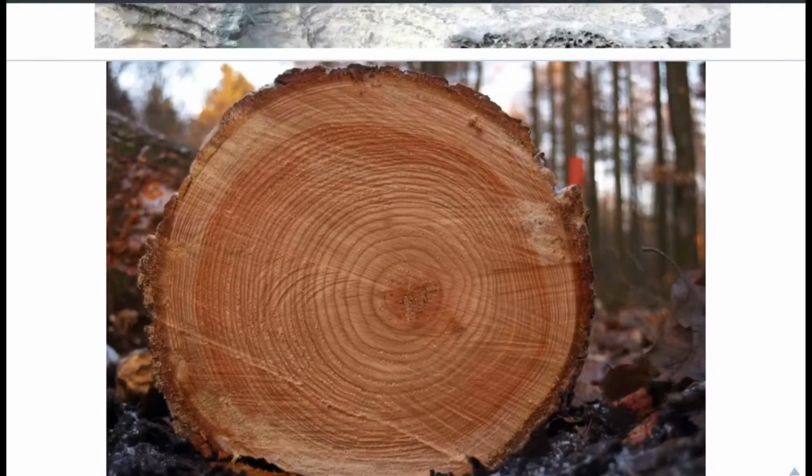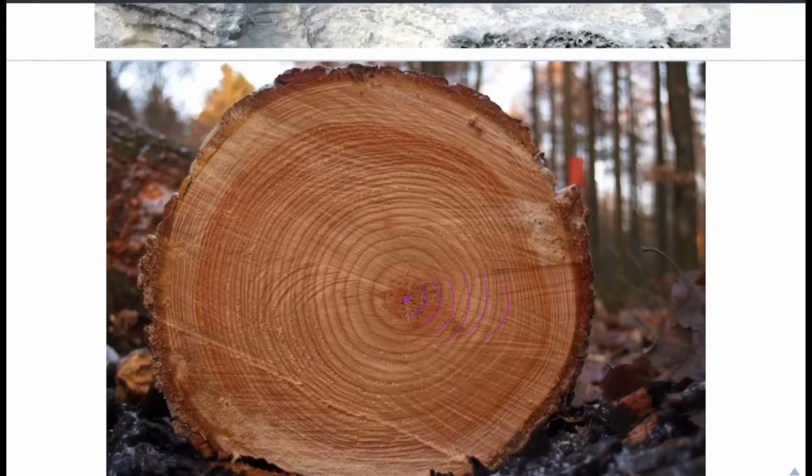Now, another type of proxy would be tree rings. Tree rings can be counted to determine the age. I'm sure you've done this, where you start in the middle and you count the different rings as you move out, and each ring tells you how old the tree was. The thickness of each ring can be used to infer changes in the temperature and even precipitation.